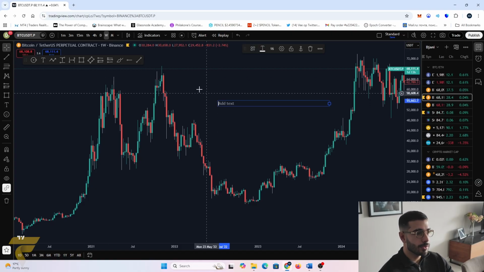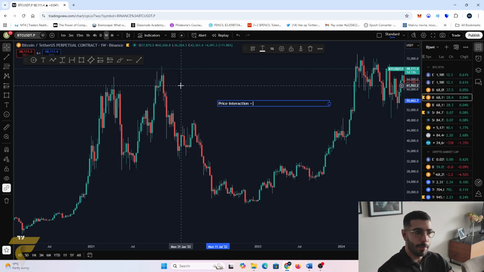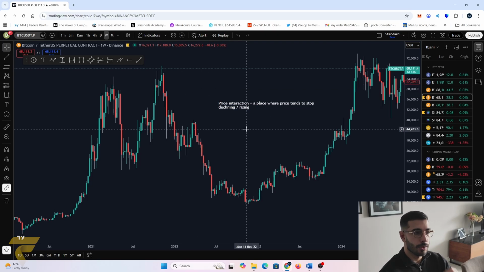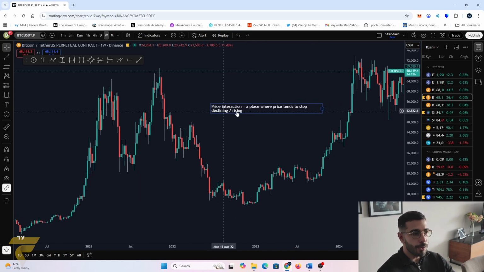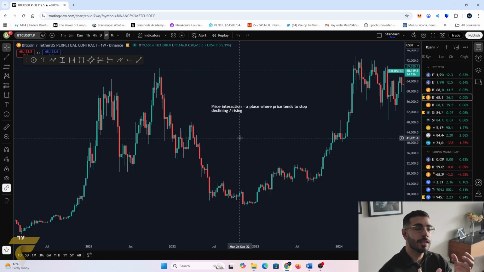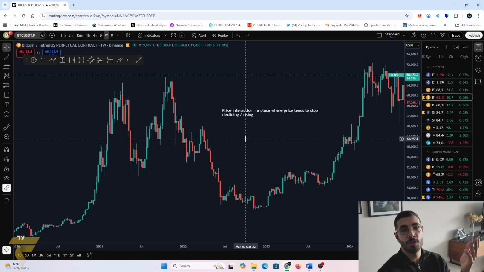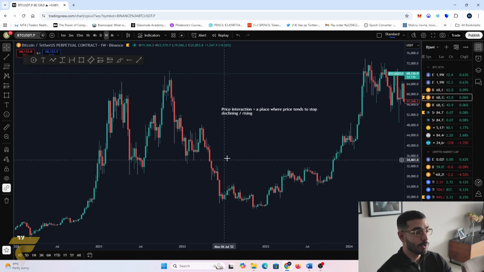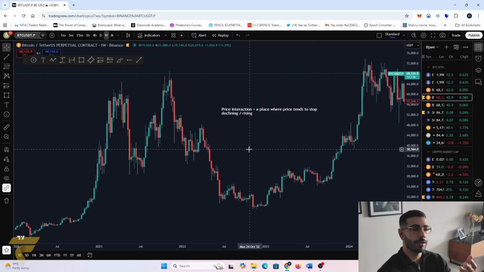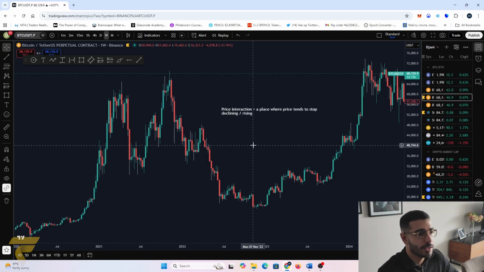And price interaction, simply explained, is nothing more than a place where price tends to stop declining or stops rising, okay? So whenever you understand this and you look at a graph and you can identify a place with a lot of price interaction, that's where the support and resistance comes into play. And I already see a lot of beautiful support resistance flips, but that's also something that comes with time. The more you practice, the more you spend time on the charts, the easier it becomes.